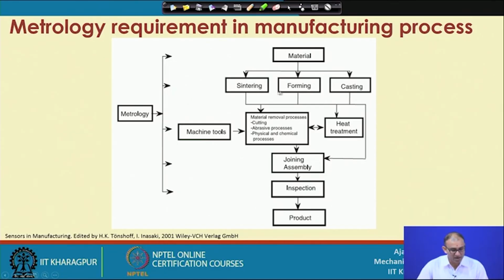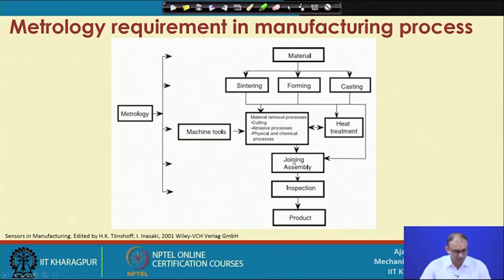And once you have a blank or the rough component, then you use a machine tool, and you do some type of cutting operation, abrasive process or chemical process, by which you do some machining operation, and after the machining operation you do some heat treatment also if you want to improve the surface properties of the different components. So, here also you need metrology, and once this is over, if you are making some small component, then you need assembly also. So, during assembly also you need metrology.